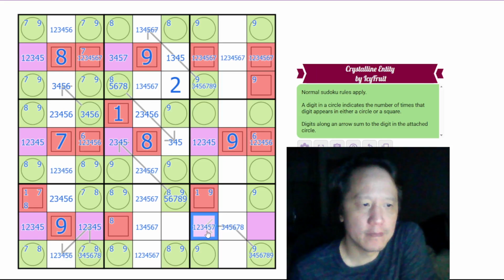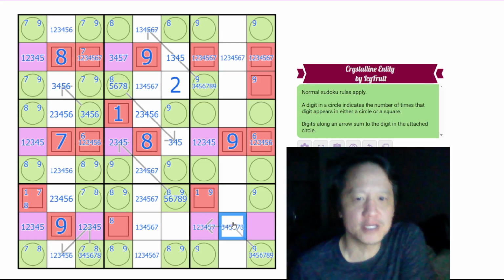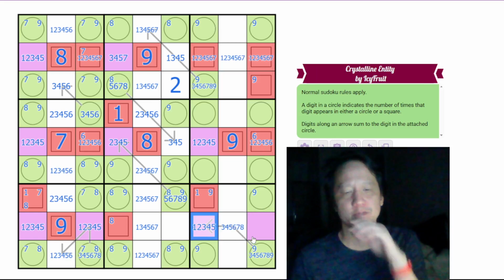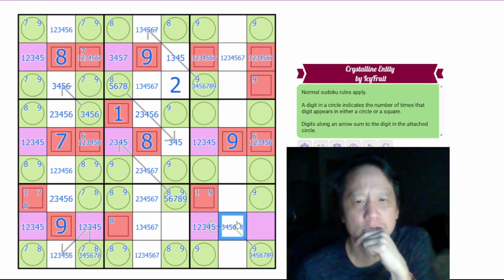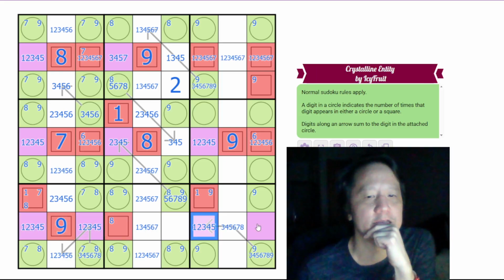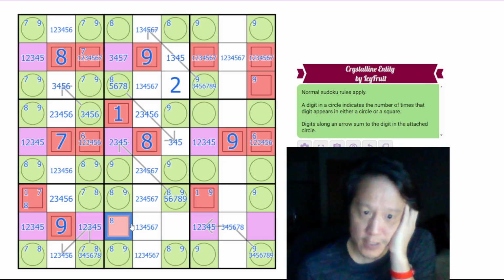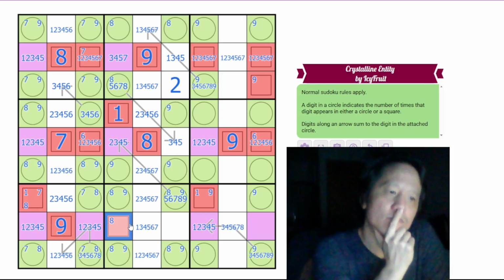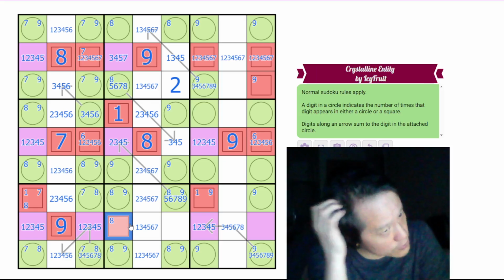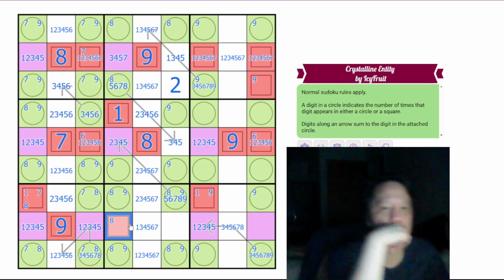So again, in columns 2, 5, and 8. Okay, so this can't be 1 or 2. Therefore, this can't be 7. Why can't that be 2? Oh, because except for in the 5 columns, 2 has to be in one of those 5 columns, right? To match either a square or circle or be not in the squares or circles, right?